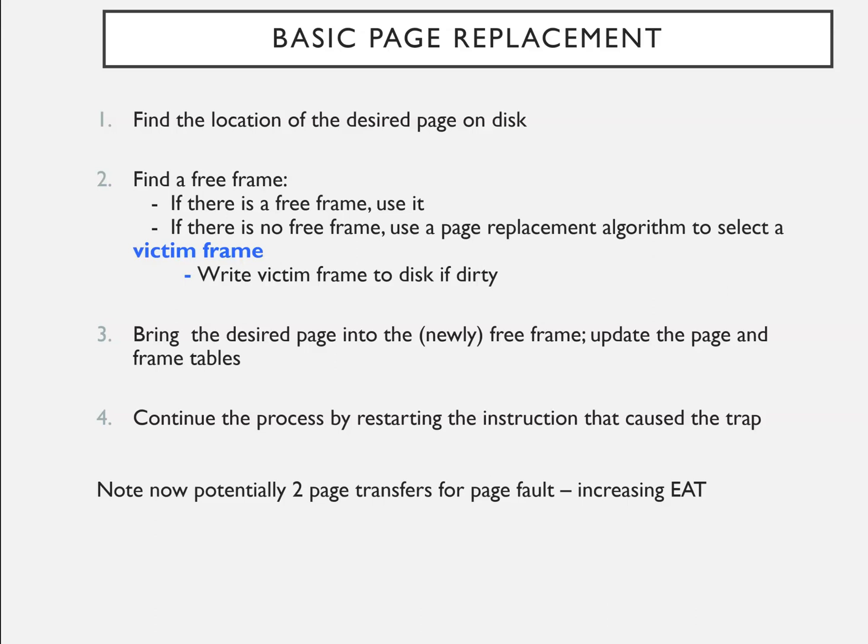So here's the basic algorithm. Find the location of the page on disk, and find a free frame. If there's a free one, use it. If not, we have to use an algorithm to find our victim. We write the victim frame to disk if it's dirty. We bring the desired page into the new free frame, update the page and frame tables, and we continue the process by restarting the instruction.